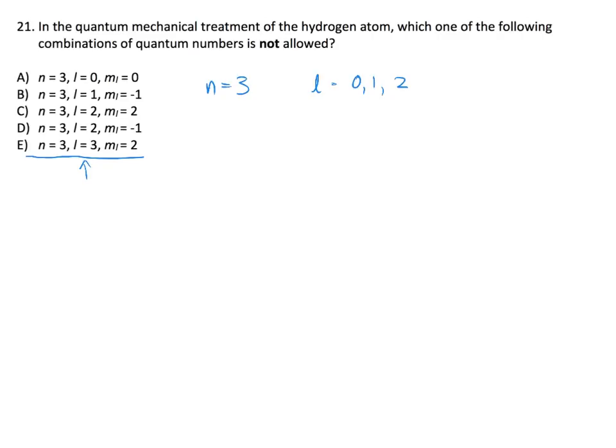For each of these L values, you can potentially have multiple ML values. ML can take on values of minus L up to positive L. So if L equals 2, ML can take values of minus 2, minus 1, 0, plus 1, or plus 2. So the correct answer here is E.